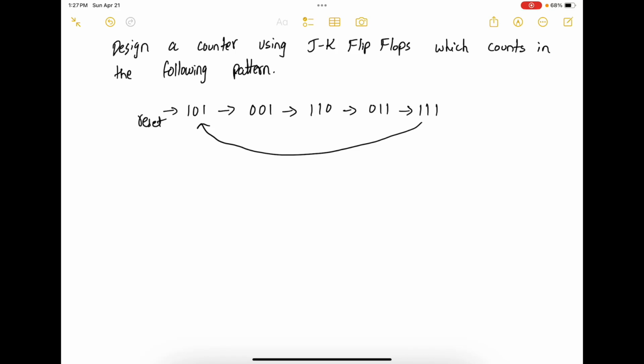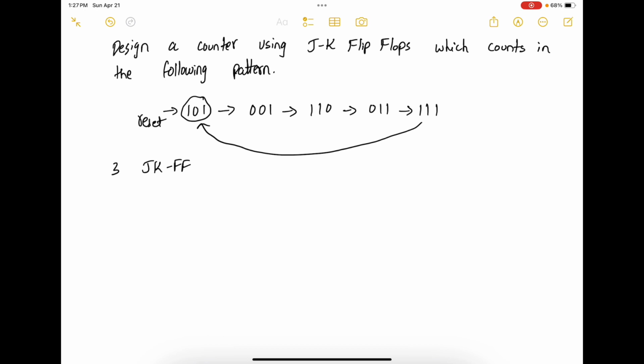Let's take another counter design problem. This time we are going to design a counter using JK flip-flops, and we are taking the same pattern as we have looked at for the T flip-flop counter. Again, the concept is the same. First, try to identify the number of flip-flops that you require. If you look at the pattern, it has 3 bits. Therefore, you require 3 JK flip-flops.